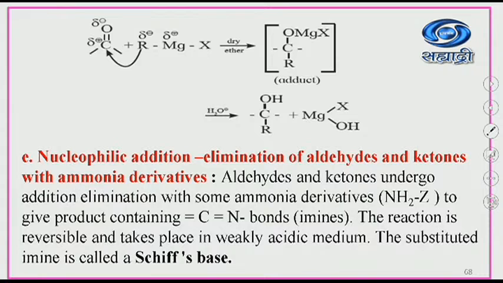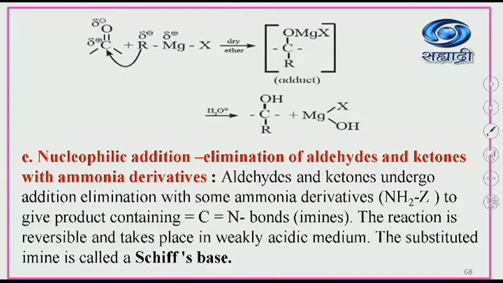After that, when it is treated with dry ether, you will get the complex, that is, C bond OMgX bond R. This unstable product is formed. After the acid hydrolysis, you will get C bond OH bond R plus MgX and MgOH.